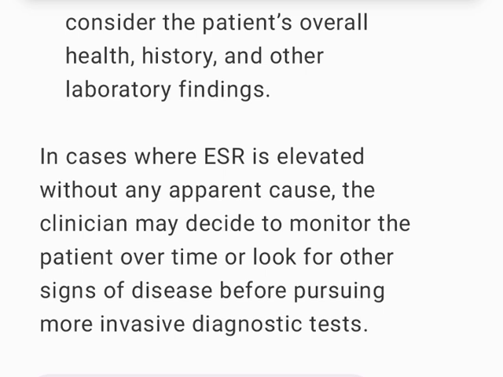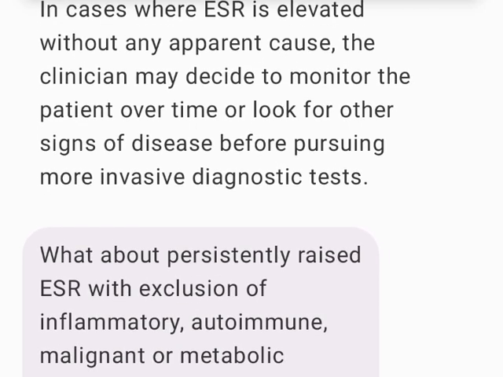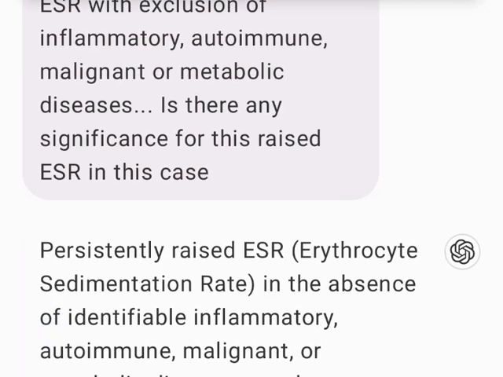In cases where ESR is elevated without any apparent cause, the clinician may decide to monitor the patient over time or look for other signs of disease before pursuing more invasive diagnostic tests.